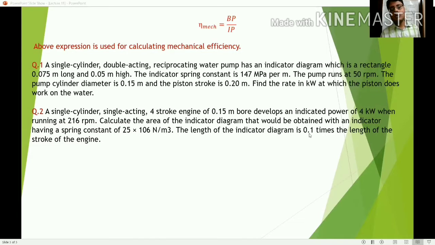That means you don't have a value of length in a direct manner. There is a relationship given inside the problem between length of stroke and length of indicating diagram. Remember, this is a single acting engine, not a double acting engine, so you don't worry about the product of 2N, but this is a problem of a 4-stroke engine. So if you calculate indicating power, then you have to divide the RPM term by 2. So see this problem.